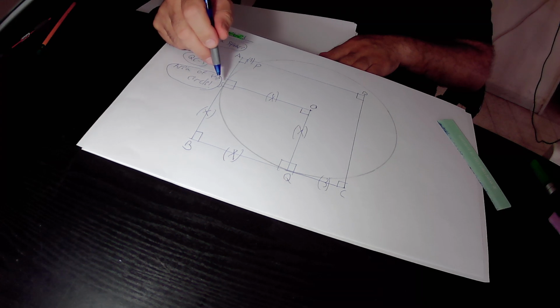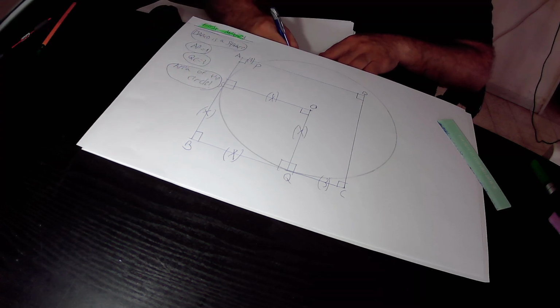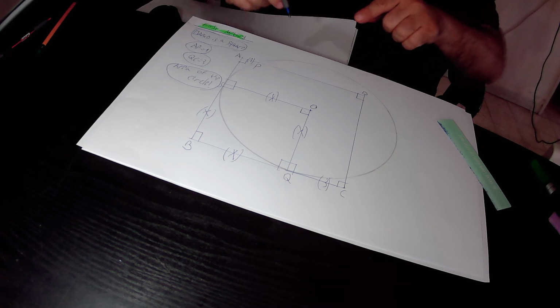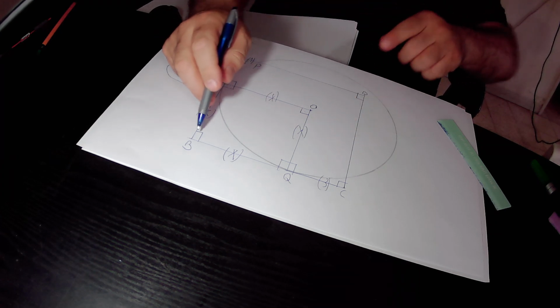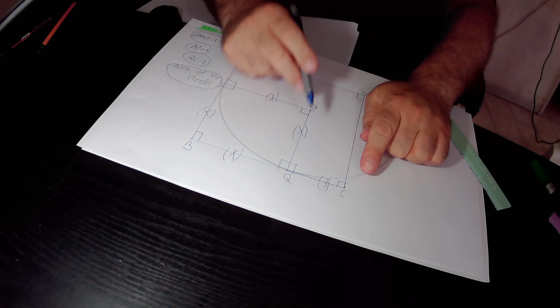AB equals AS plus SB. So AB equals AS plus SB, and we know that AB equals BC. And BC equals BQ plus QC.